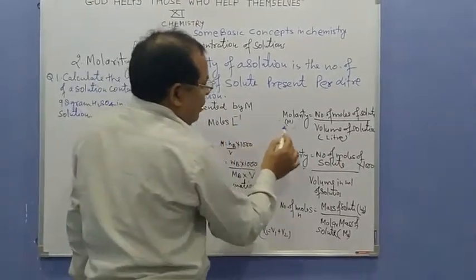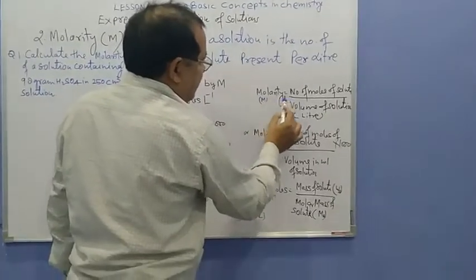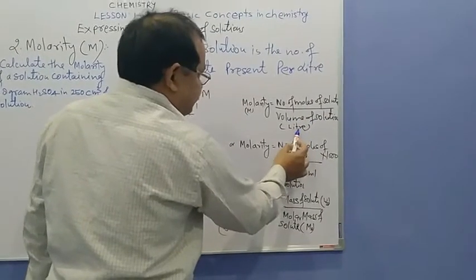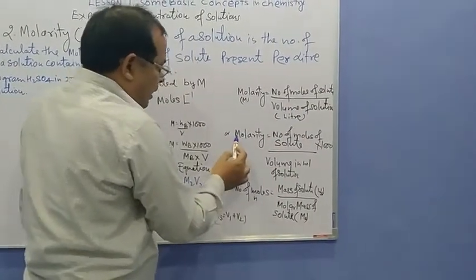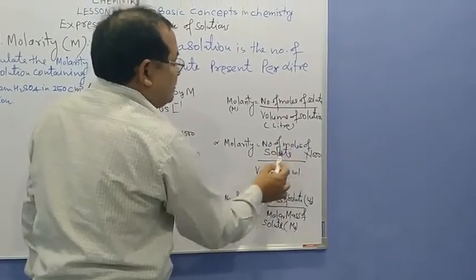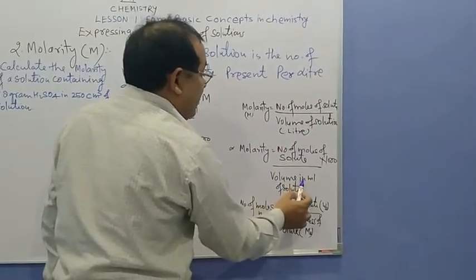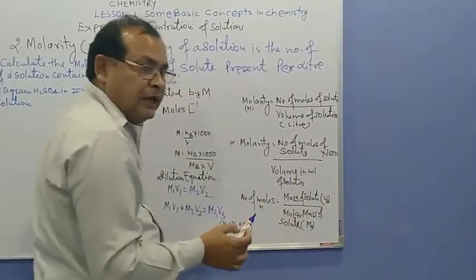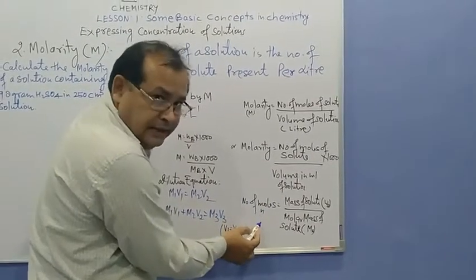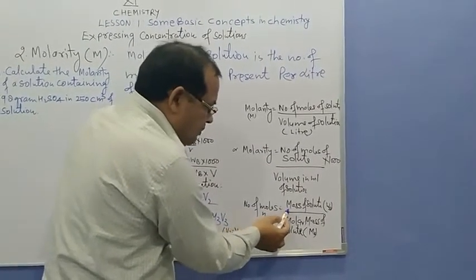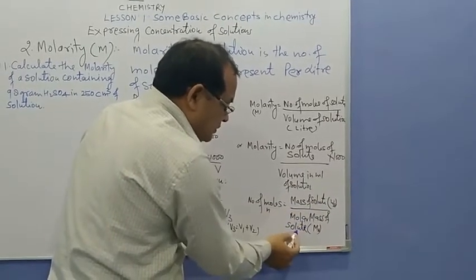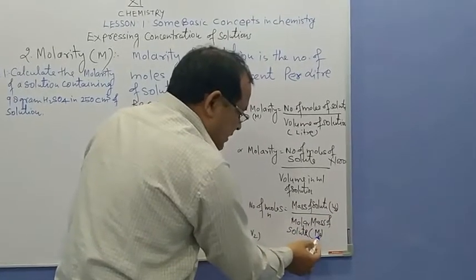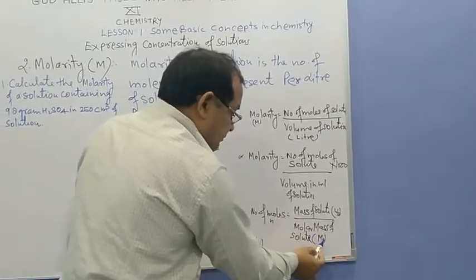Now the formula of molarity will be: molarity equals number of moles of solute upon volume of solution in liters, or molarity equals number of moles of solute upon volume in ml, into 1000. Already you know that number of moles, small n, will be equal to mass of solute upon molar mass of solute. Mass of solute will be Wb and molar mass of solute will be capital M B.